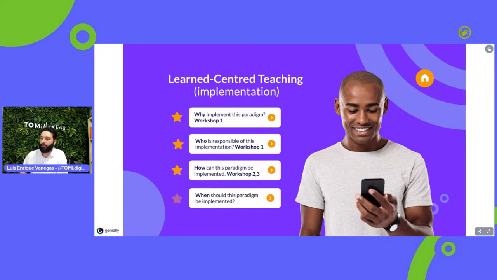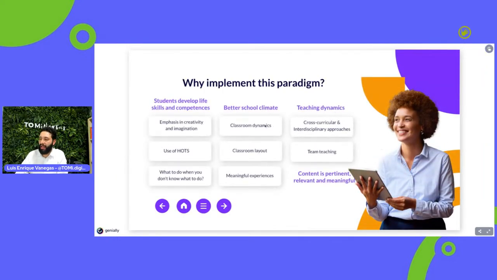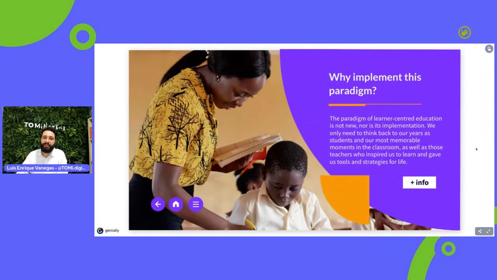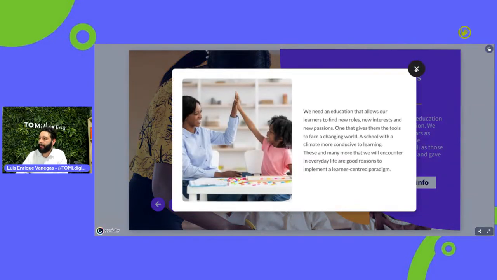So the first question, why implement this paradigm, that was for workshop one, covers some specific ideas. And over here, you can take a look at those ideas, read more, get some quotes, get some links to visit some organizations and other people that are worried about it, and get a better understanding of this paradigm of learner-centered education. So just take a look at it.